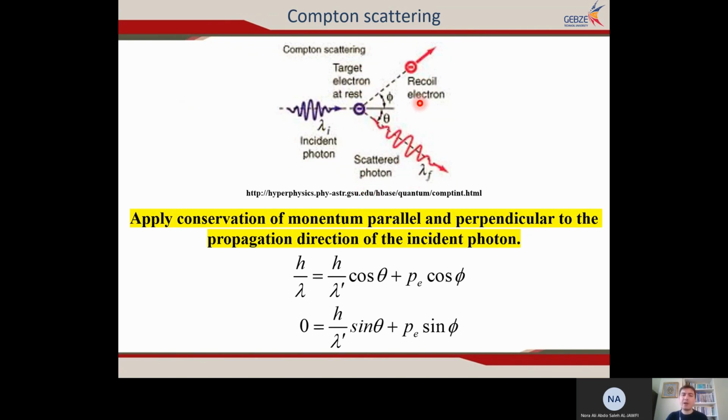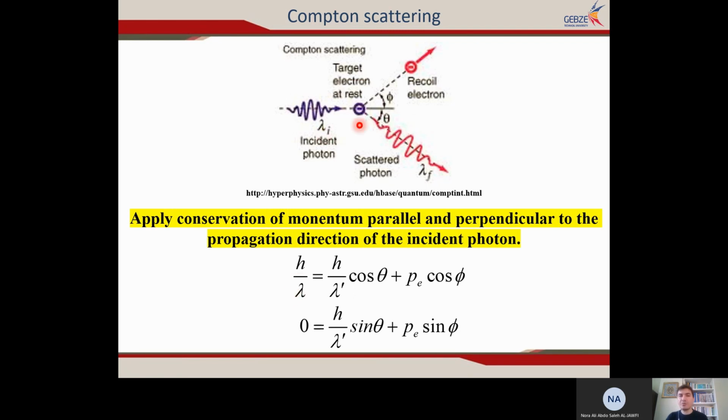So now let's apply the conservation of momentum parallel to the propagation direction of the incident photon and then perpendicular to the propagation direction of the incident photon. So this is the first case, parallel to the propagation direction of the incident photon. So what is the momentum of the light? Momentum of the incident photon is given by h over lambda. This is Planck's constant. This is the wavelength of the incident photon, lambda or lambda initial, you can say.